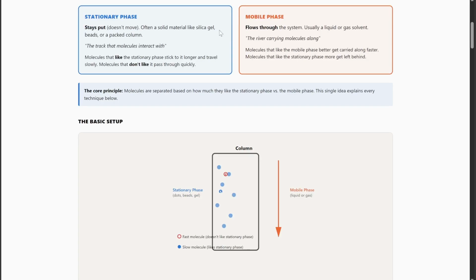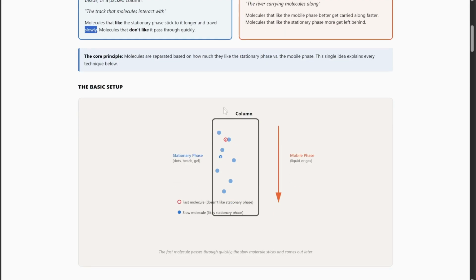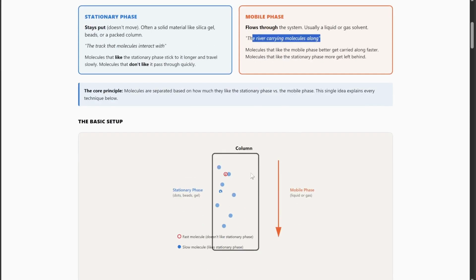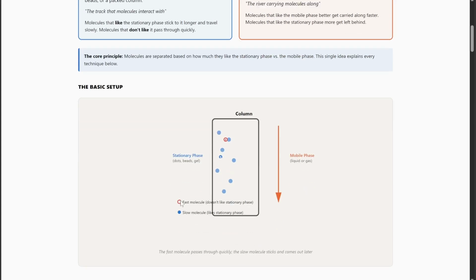Usually a stationary phase can be a gel, beads, or a packed column. This is the place or the track that the molecules will interact with. Molecules that like the stationary phase will stick to it longer and travel very slowly through this column. The mobile phase is like the river carrying the molecules along. Try to ignore the text here that's overlapping with the column.